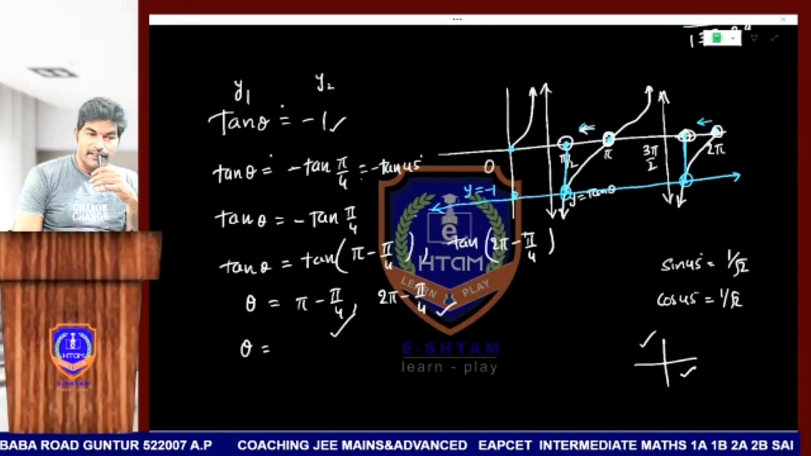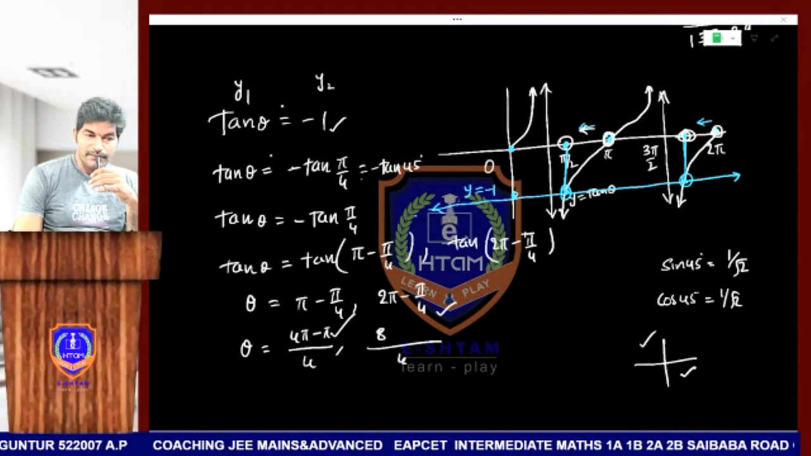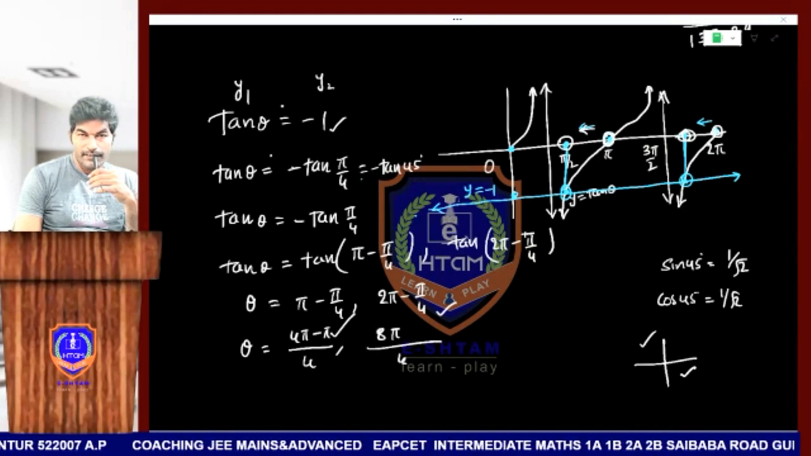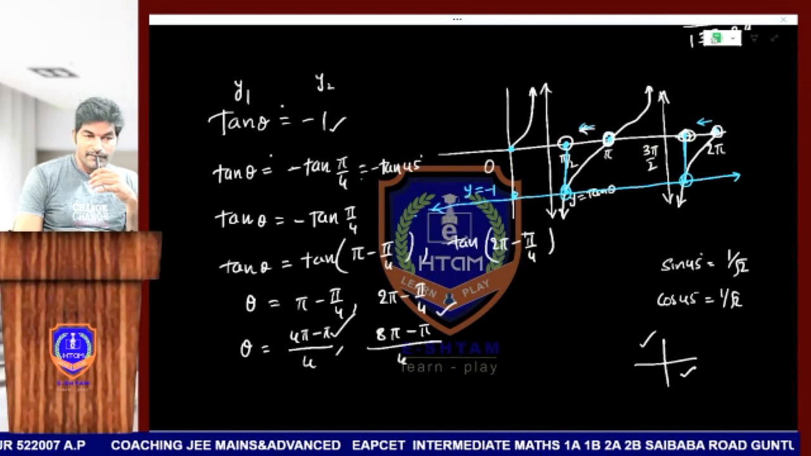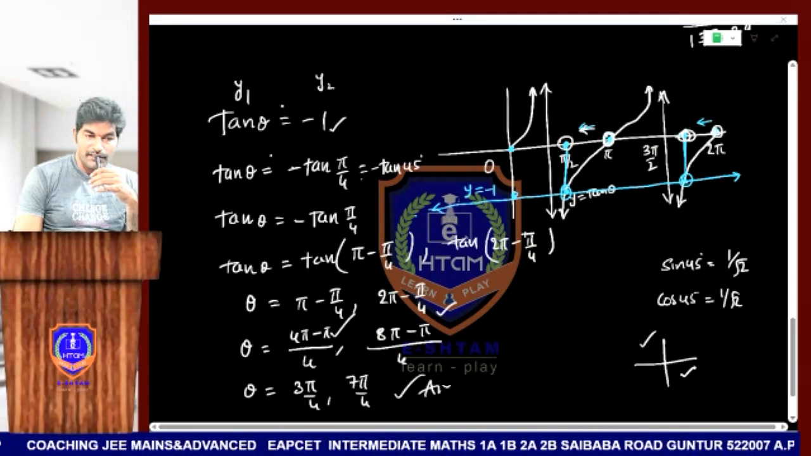So now do the LCM and get that value. 4 is the LCM, so 4 pi minus pi. And here if you do the LCM, 4 is the LCM, 4 twos are 8 pi minus pi. So therefore theta is equal to how much? 3 pi by 4, and this is 7 pi by 4. So these are the answers.